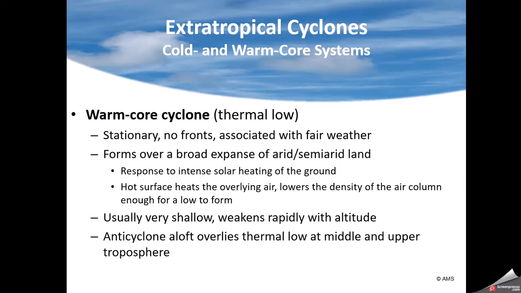Warm cyclones, on the other hand, are just the opposite. Remember, if you have a warm cyclone, it forms generally over the desert from the heating, and what happens is, as you go aloft, because it's warm, the pressure is actually going to change slower. You actually wind up with an anticyclone aloft.